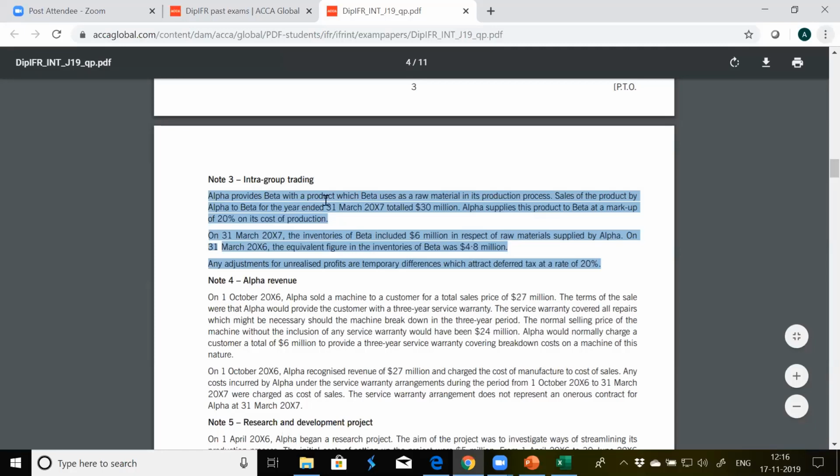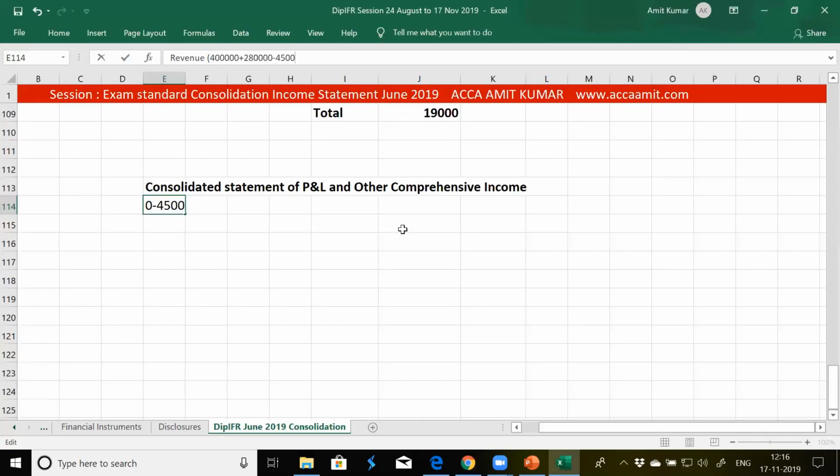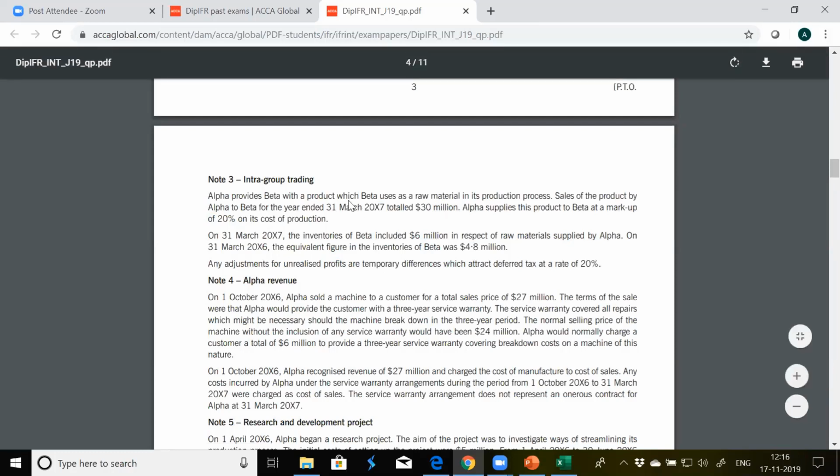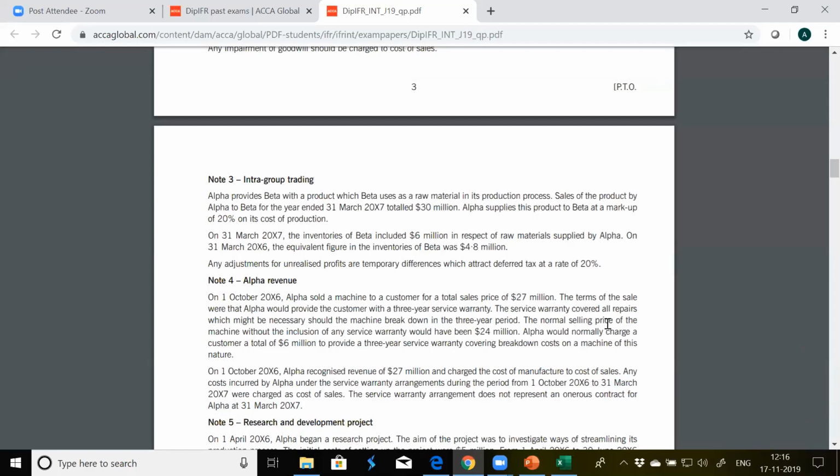There's one more adjustment required in intra-group trading. Alpha provides Beta with a product which Beta uses as raw material in its production process. Sales of the product by Alpha to Beta for the year ended 31st March 2007 total 30 million. Alpha supplies this product to Beta at a markup of 20% on its production. So one is the intra-group transaction, 30 million. How much to be removed from revenue? Full 30,000, or will we apply a percentage on it?